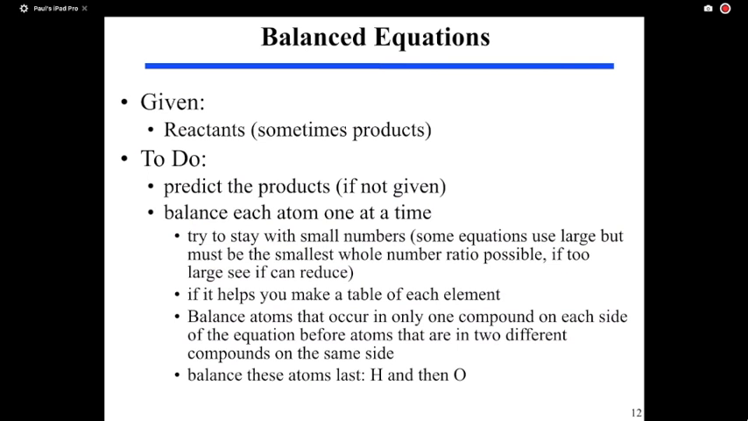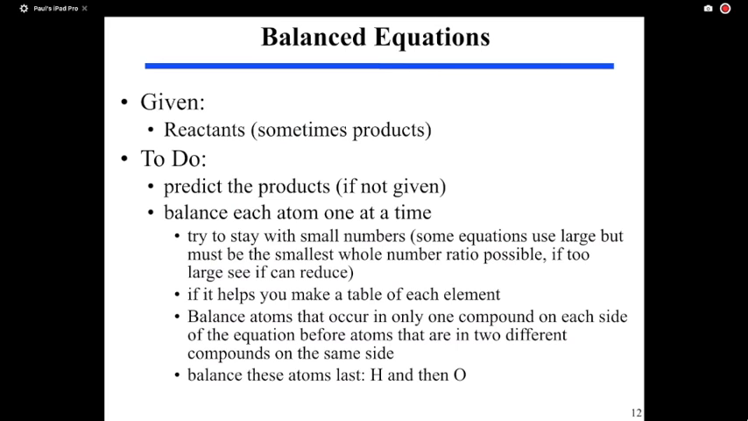And so to balance an equation, you're going to be given, at the minimum, the reactants. I may ask you to predict the products. At this moment in time, I will not, because I haven't told you how to predict products. But give me a moment. I'll give you some things that you're going to have to predict, okay? Predict the products if possible, if you have to, okay? And then here's the key. Balance each one of the atoms one at a time, okay?